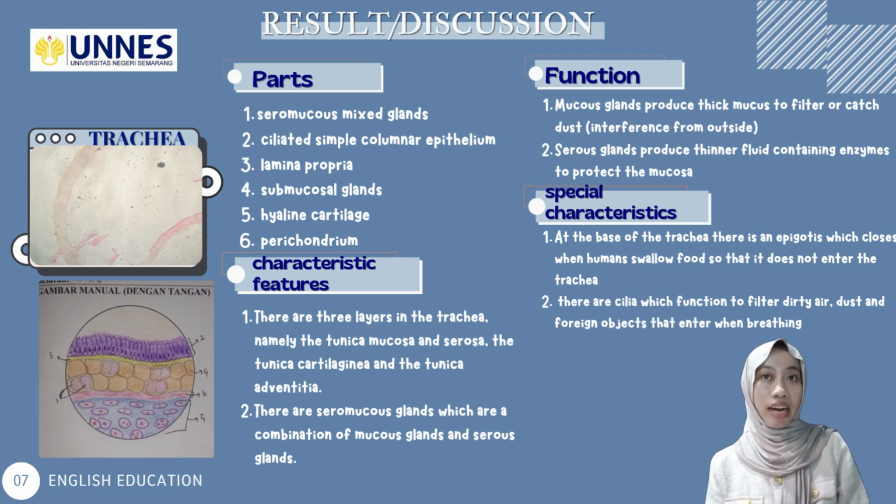And function of trachea is that mucous glands produce thick mucus to filter or catch dust and interference from outside, and serous glands produce thinner fluid containing enzymes to protect the mucus. Special characteristic of trachea is that at the base of the trachea there is an epiglottis which closes when humans swallow food so that it does not enter the trachea. And there are cilia which function to filter dirty air, dust, and foreign objects that enter when breathing.